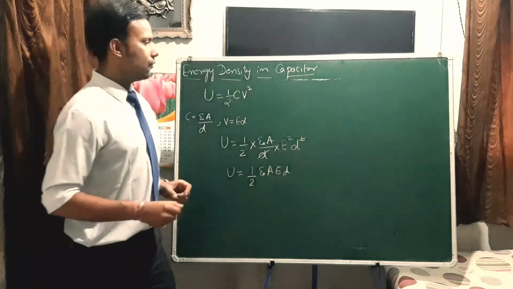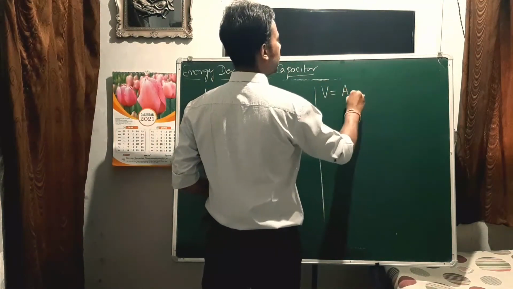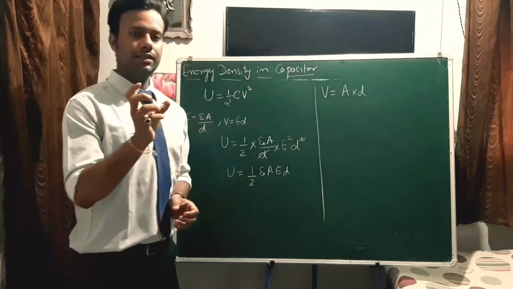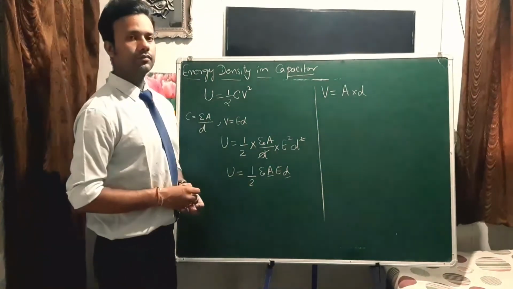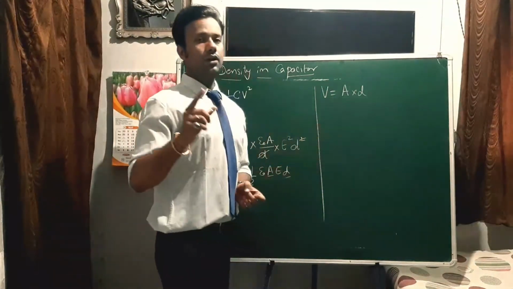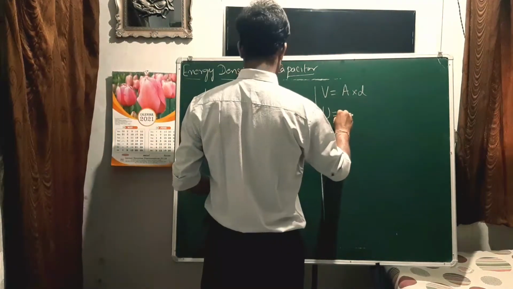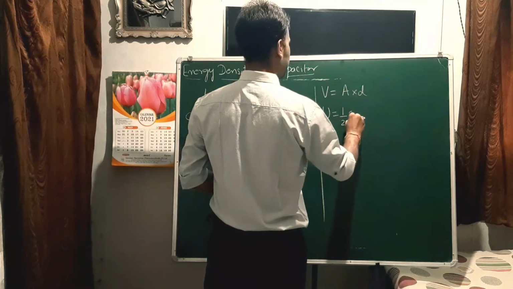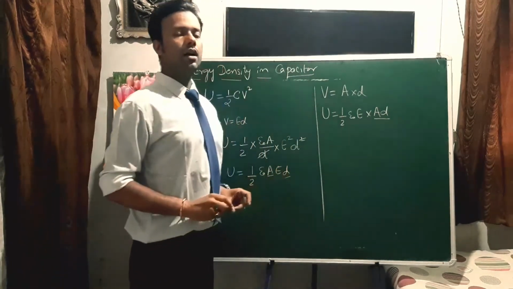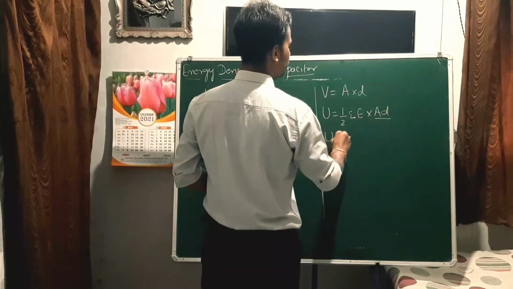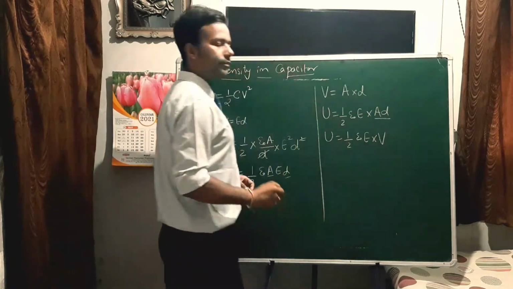Now you can see that the volume can be written as cross-sectional area into the distance between the plates. Here A into D is nothing but volume V, right? Here V is not potential, it is volume. So U can be written as half epsilon naught E square into AD, and this AD is nothing but volume V. So U equals half epsilon naught E square into V.